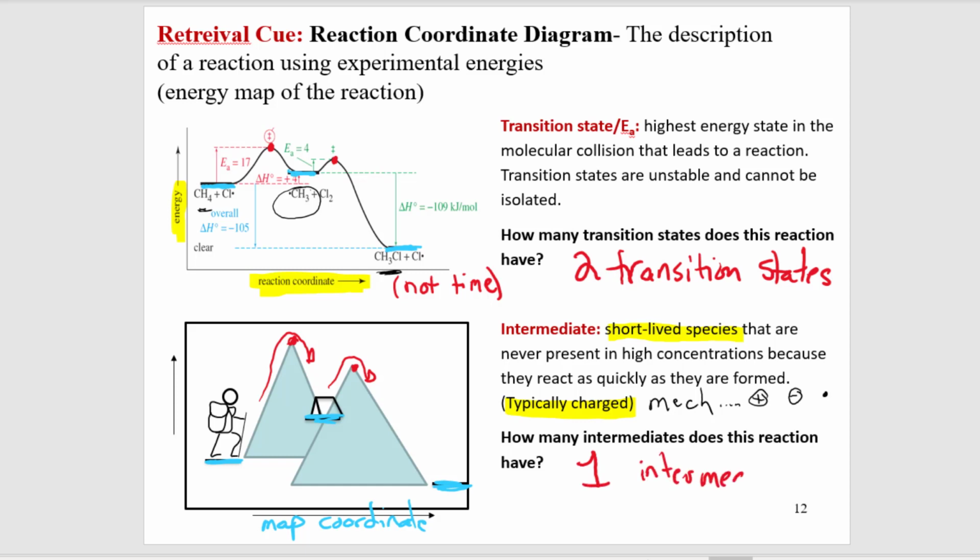And that's represented in my hiker's map diagram as the base camp high up in the elevation, right? You're not going to stay there very long, but you need to stop there along the way, maybe get some rest, and then keep going. Okay? So this is unique. The energy coordinate diagram is unique to different reactions. It's all dependent upon the kinetics of the reaction, how much energy needs to be expended, put into the system in order to get the chemistry to happen.